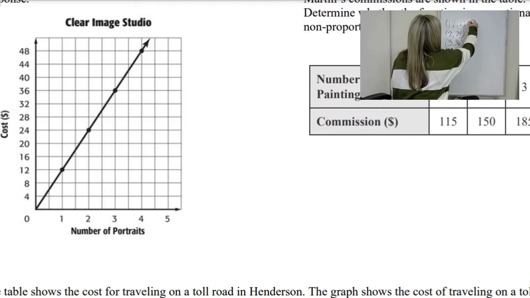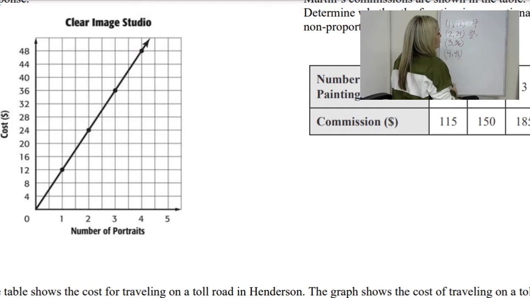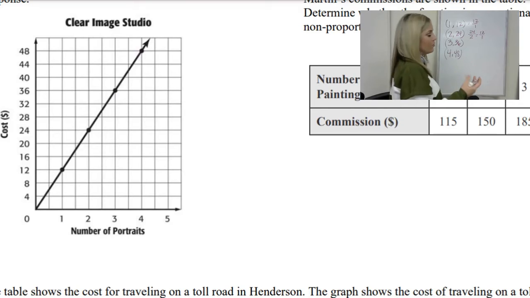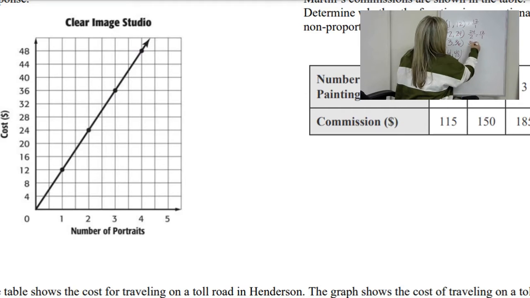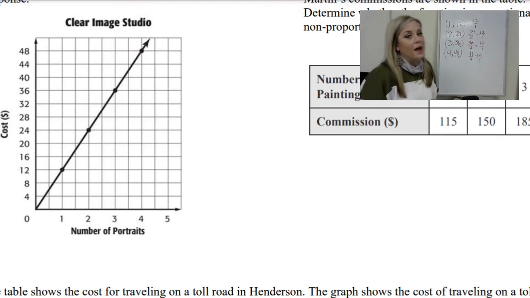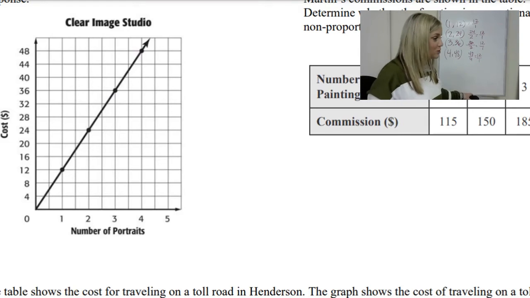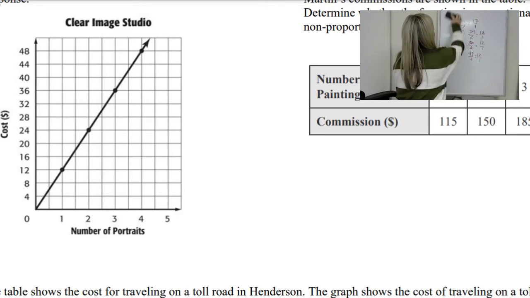Okay, so I can see that this is 12 over 1 right here. This would be 24 over 2, which would equal 12 over 1, or just straight 12. This would be 36 over 3, which would equal 12 over 1. And then 48 over 4 would also equal 12 over 1. So yeah, I'm going to say that the Clear Image Studio is a proportional function.